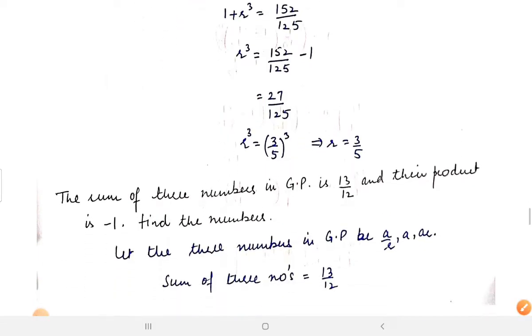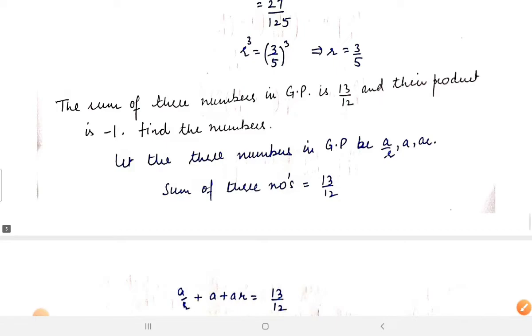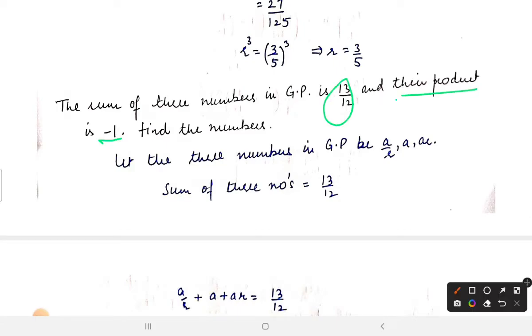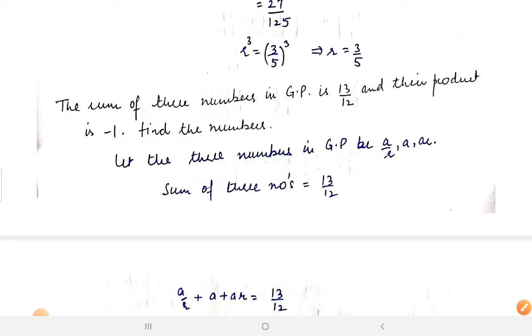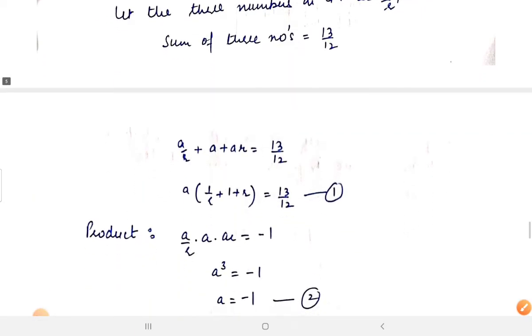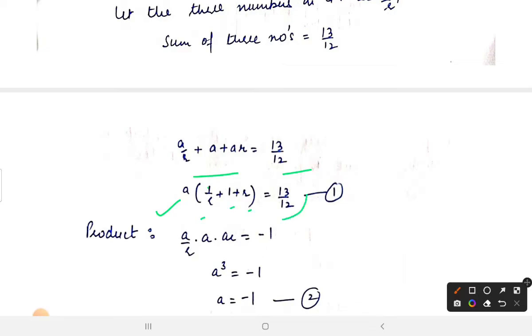The sum of 3 numbers in GP is 13 by 12 and their product is minus 1. Again we have 3 numbers in GP whose product is given. So it is preferable to take the GP as a upon r, a and ar. So use the condition that the sum of the 3 numbers, a upon r plus a plus ar, is equal to 13 by 12. Take a common, so we have a times (1 upon r plus 1 plus r) equal to 13 by 12.